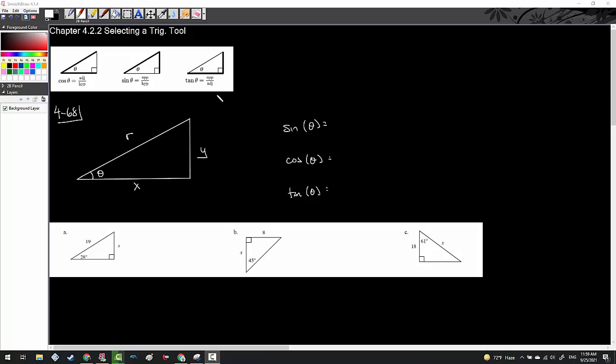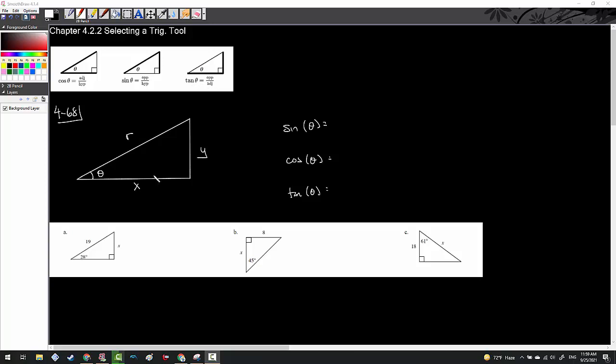Before writing anything, or before getting started with 4-68, I do want us to copy down this diagram where we are reminded that cosine of the angle is equal to the adjacent side over the hypotenuse side. Sine of the angle is equal to the ratio of the opposite over the hypotenuse side. And then tangent, as we've done many, many times, is the ratio of the opposite side to the adjacent side.